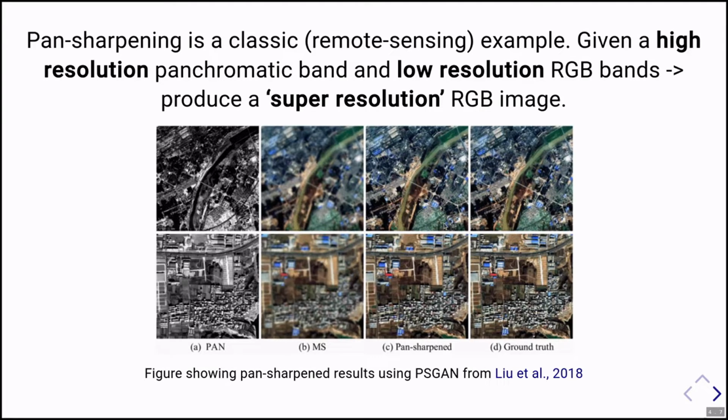So this has been done before using classical remote sensing techniques, but recently there are actually GANs that can do that now. For example, this PSGAN by Liu et al. So this is something where we can not just use our low resolution input, but also combine better contextual data to condition the model to do better.